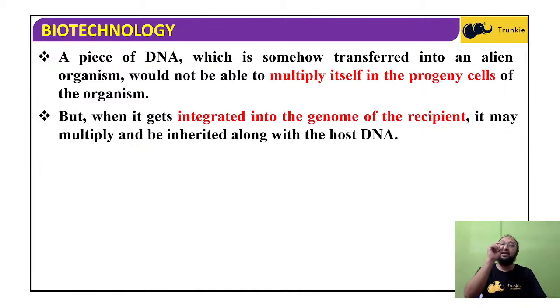If you take out only a particular segment or gene, for example the gene responsible for the production of insulin, and insert it into the alien organism or the bacteria, it will not be able to multiply. So we need to integrate it into the genome of that bacterium. Then it becomes functional and multiplies, and is inherited along with the host DNA.